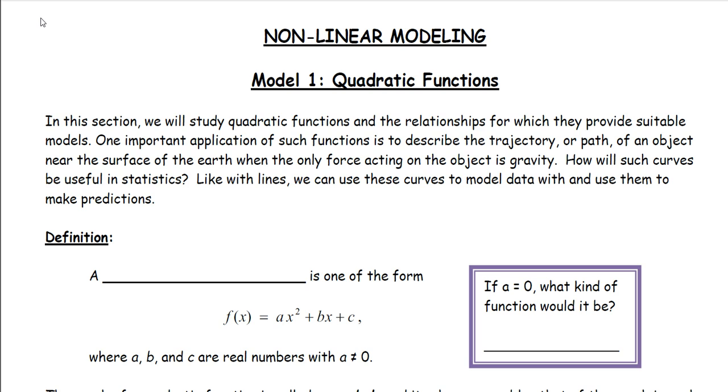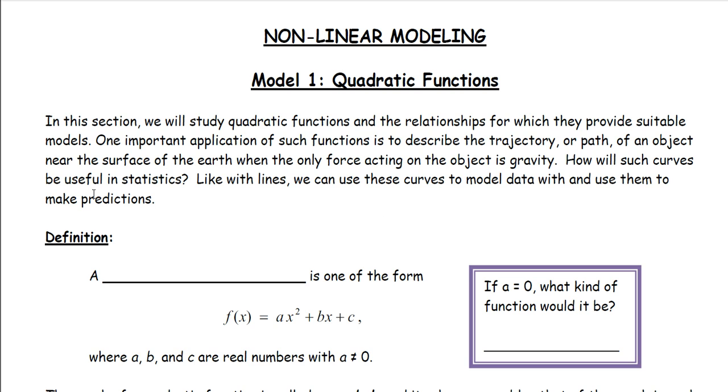In this section we will study quadratic functions and the relationships for which they provide suitable models. One important application of such functions is to describe the trajectory or path of an object near the surface of the Earth when the only force acting on the object is gravity.